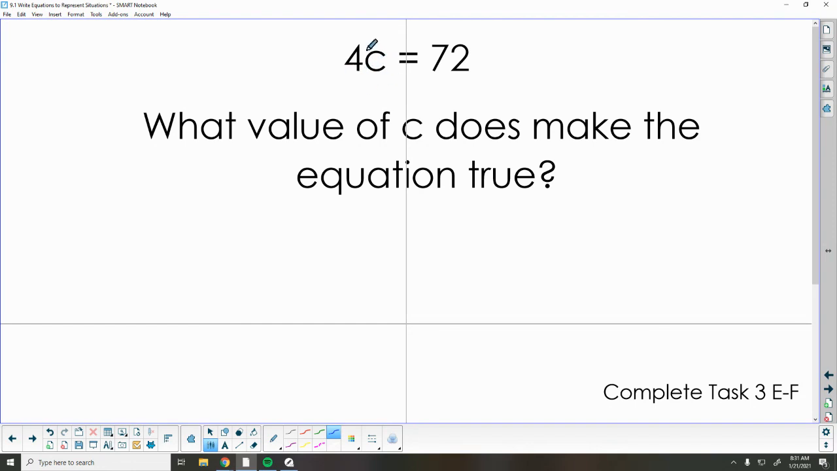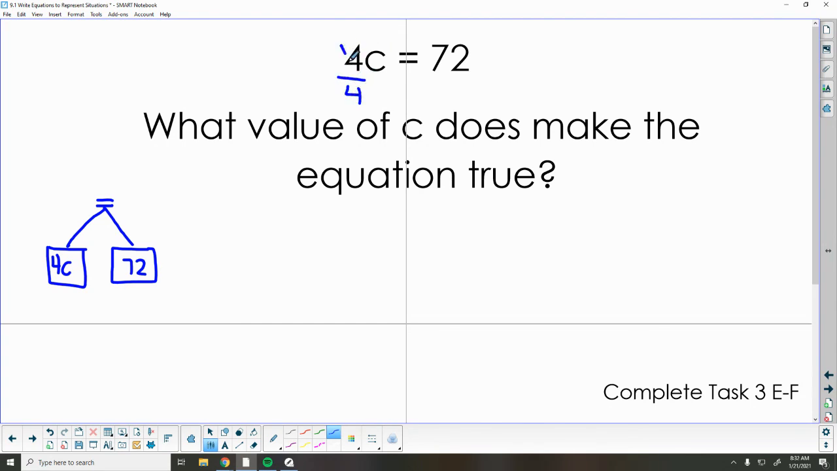So instead, I want to remove the 4 from both sides. So remember that balance. So right now we've got this scale that's balanced. So on this side, we have 4 C's, and on this side, we have 72, and they're balanced, they're equal. So if I take away the 4 here, then it wouldn't be balanced. We'd have more over here. So I have to remove the 4 from both sides. So this is 4 times C. So we want to do the opposite here. So we're going to divide by 4.